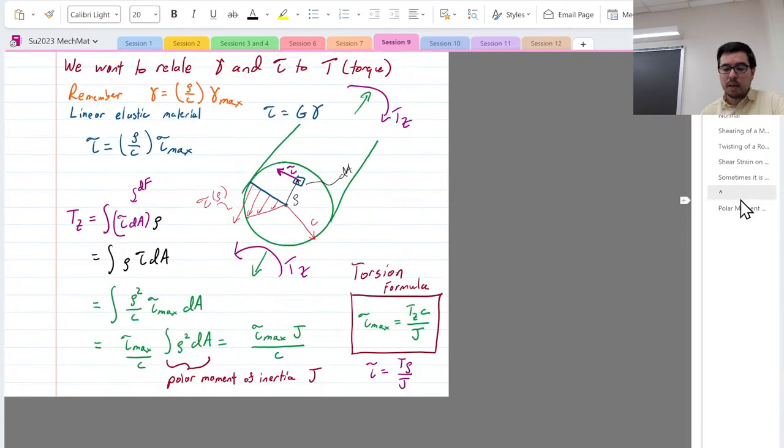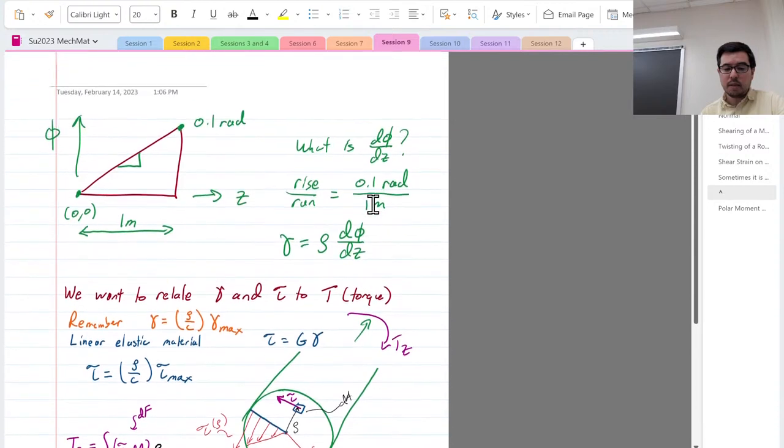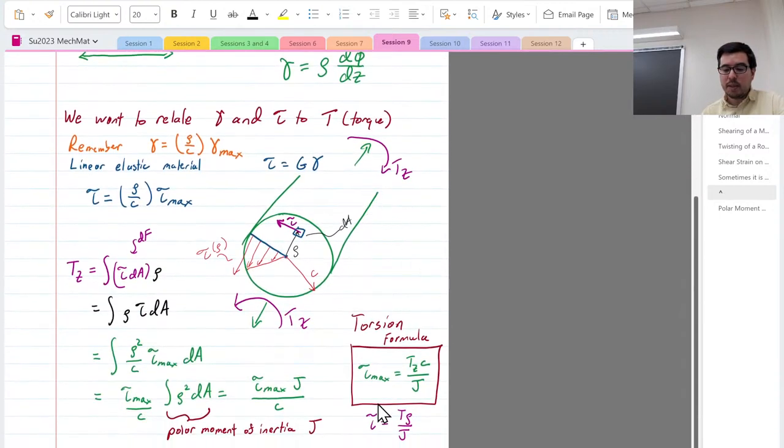And then this one is pretty important: tau is equal to T rho over J, or tau max is equal to Tc over J. As we are in New Jersey, the way I remember this one is that tau is equal to TC and J, so Tc over J. This is a big deal.